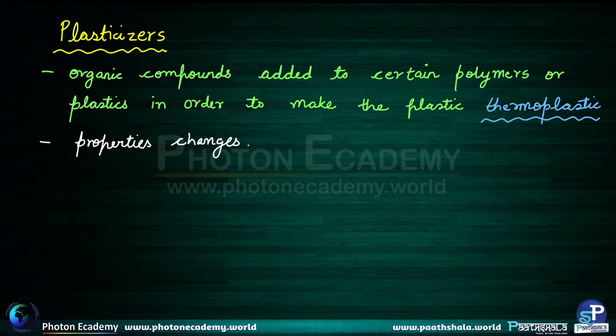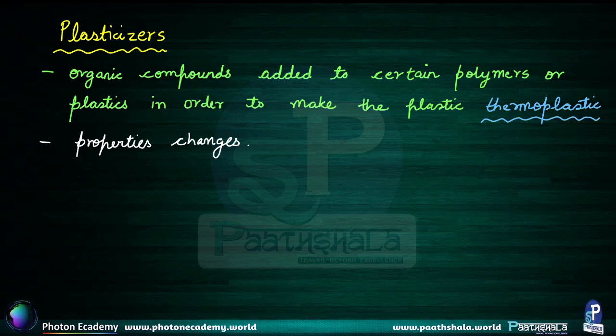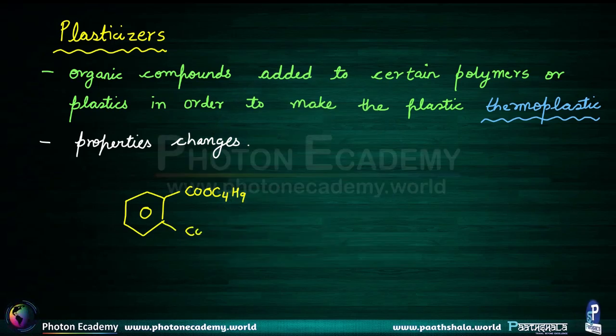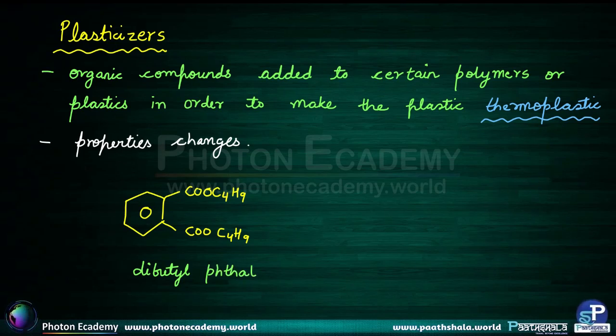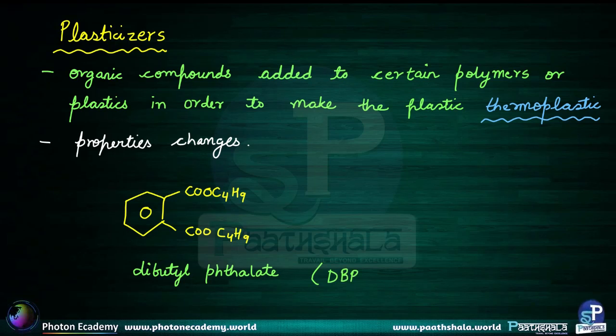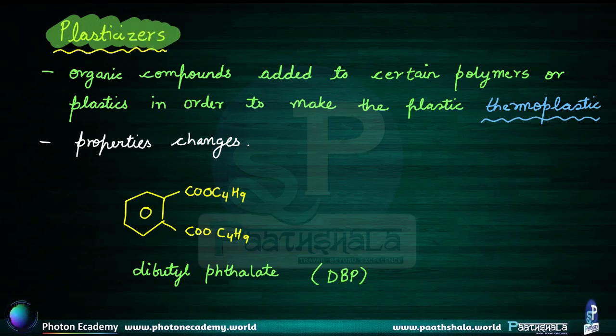dibutyl phthalate, and the structure looks something like this. So we have this, and in addition to this, we have COOC4H9. Now we know what is C4H9. It is nothing but the butyl group. So we have this, and this is known as dibutyl phthalate. And dibutyl phthalate, also known as DBP, is a good example of this particular category, that is, plasticizers which are added to make a plastic thermoplastic.